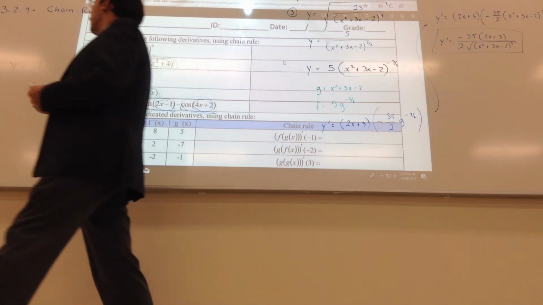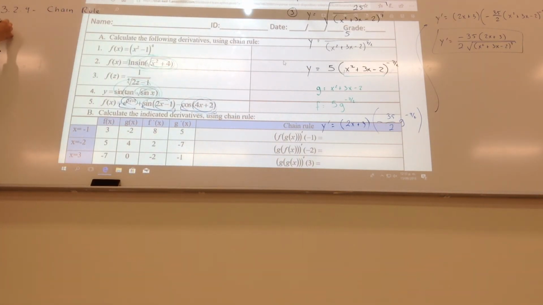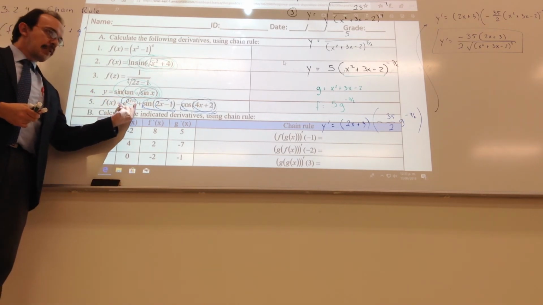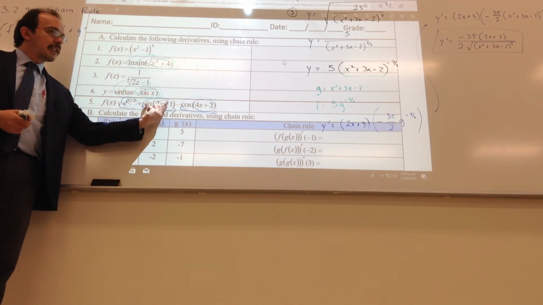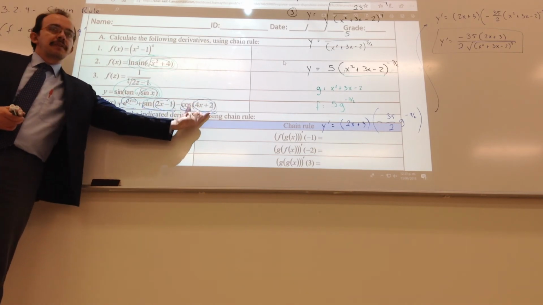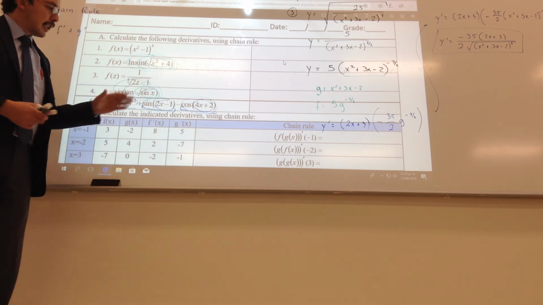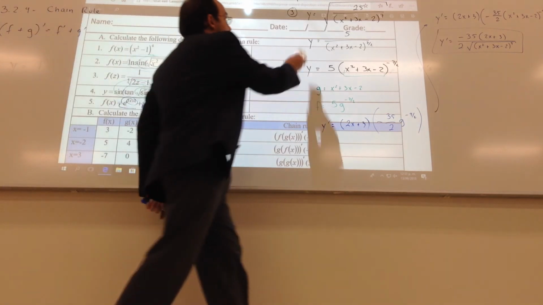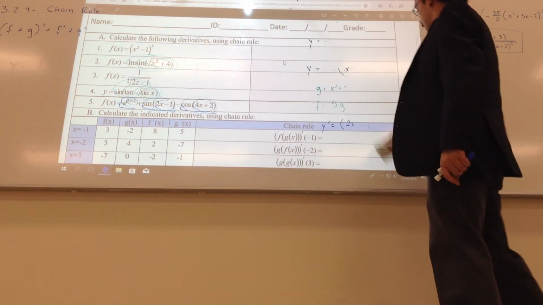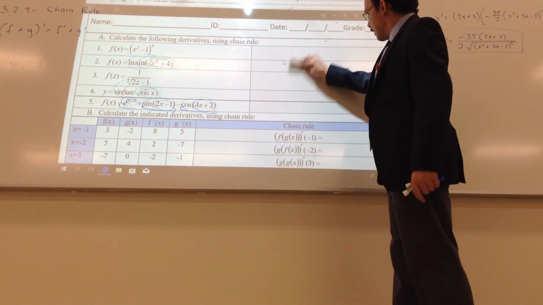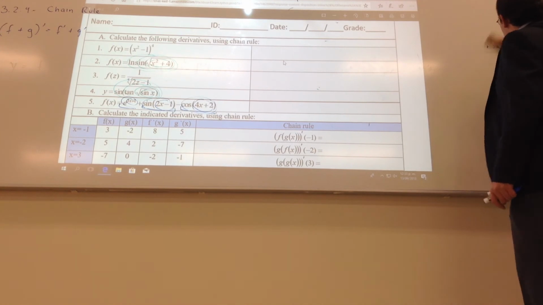Listen. Remember, there is a rule that says the derivative of f plus g is f prime plus g prime. That's one of the basic rules. It's the derivative of this with chain rule plus derivative of this with chain rule minus derivative of this with chain rule. So step by step. Let's do it.